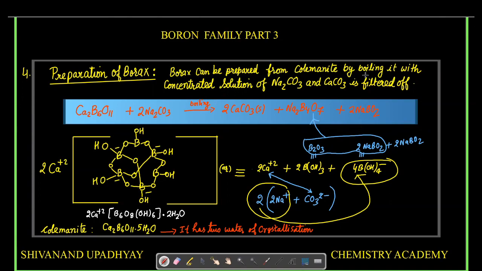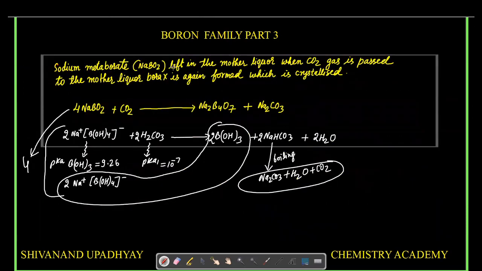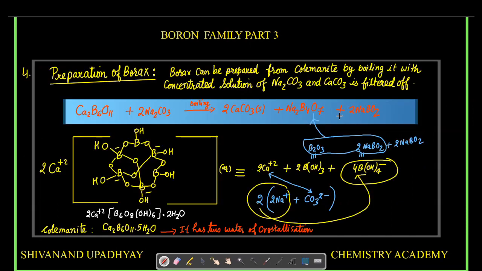Borax is prepared from colemanite by boiling it with concentrated Na2CO3, and there is a formation of CaCO3 which is filtered off. So after filtration, these 2 compounds will be left in the solution. One is borax and the other is NaBO2. So sodium metaborate is left in the mother liquor. Because this borax can be crystallized, right? Its solubility depends on temperature, so on cooling, this will crystallize out.